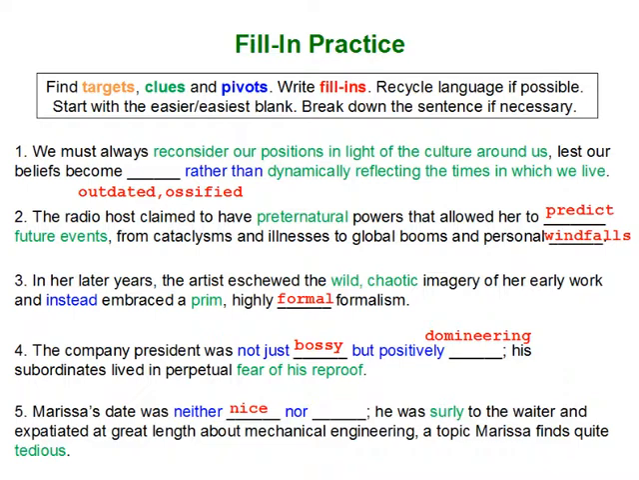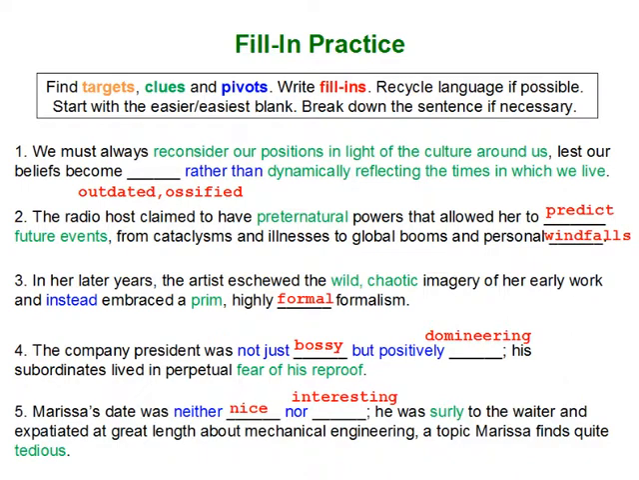He talked at length about mechanical engineering, which Marissa finds quite tedious, which is another way of saying boring. And if he's not boring, what is he? Well, he must not be interesting. Excuse me, if he is boring, he must not be interesting.